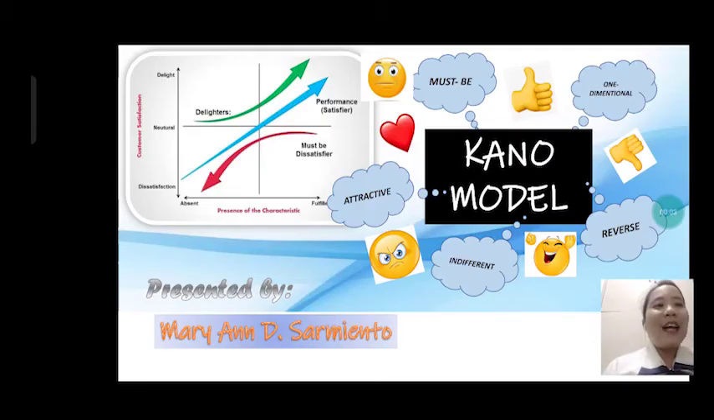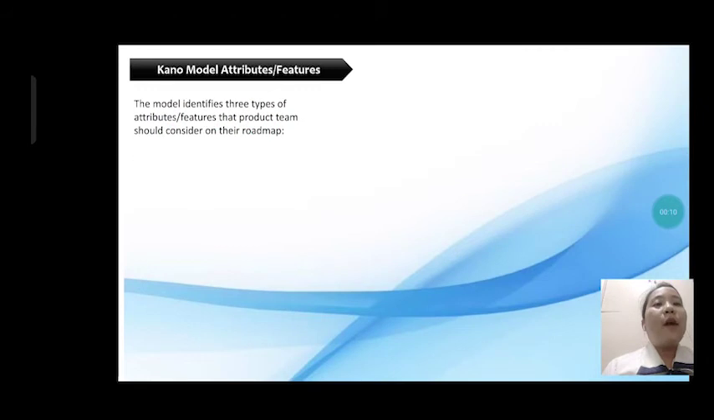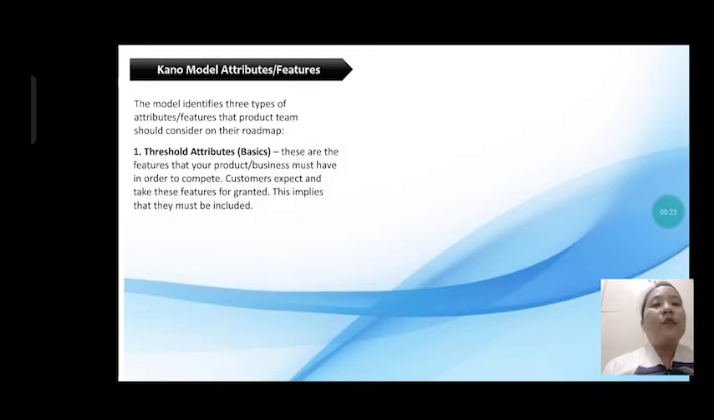Hi everyone, I'm going to discuss the Kano model. Kano model attributes are features. The model identifies three types of attributes or features that product teams should consider on their roadmap. First, threshold attributes are basics. These are the features that your product or business must have in order to compete. Customers expect and take these features for granted. This implies that they must be included.